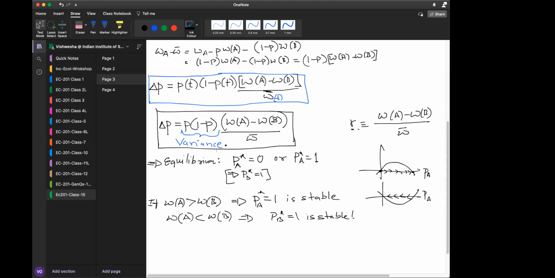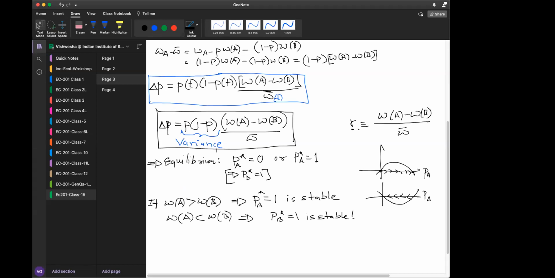When either P is equal to 1 or P is equal to 0, we have no variation in alleles or genotypes, right? And when is the allele variation maximum? When you have two types, when P is equal to half, right? That's when you have an equal number of A's and B's. Therefore, you have maximum variation in the population. In fact, this P into 1 minus P will be maximum exactly at P equal to half. So this equation nicely captures evolution by natural selection.